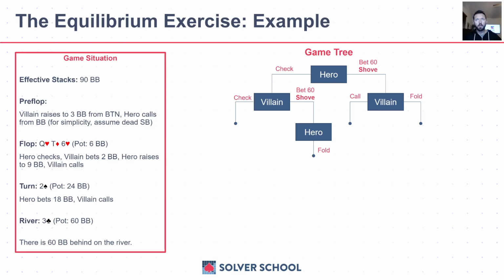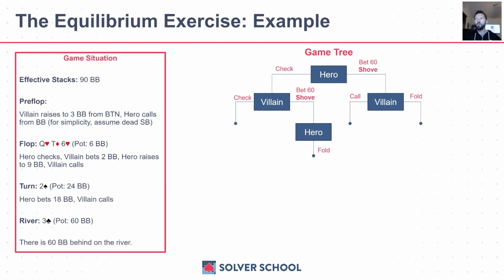The turn here is the 2 of spades, where the pot is 24 big blinds, and the hero bets 3/4 pot, and the villain calls. And that leads us to this river 3 of clubs, where the pot is 60 blinds and we have 60 big blinds left on the river.